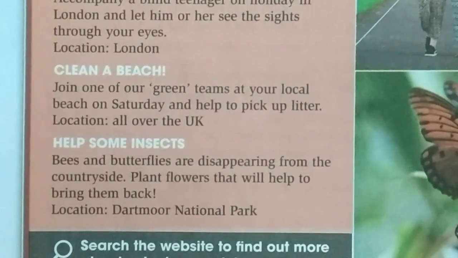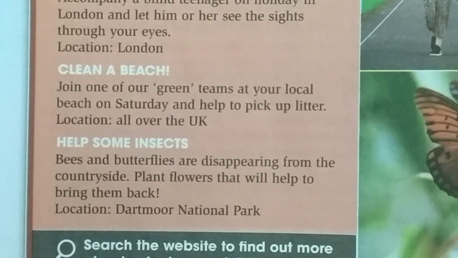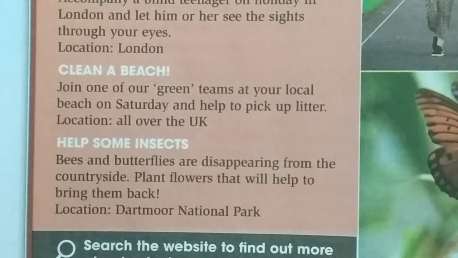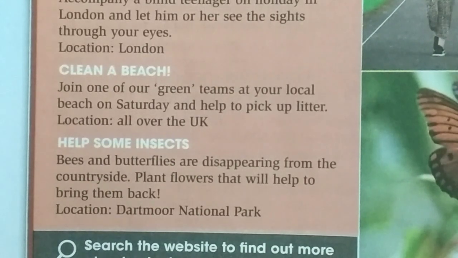Activity 3, clean a beach. Join one of our green teams at your local beach on Saturday and help to pick up litter. Location will be all over the UK, United Kingdom. And the 4th voluntary work will be help some insects. Bees and butterflies are disappearing from the countryside. Plant flowers that will help to bring them back, and the location will be the Dartmoor National Park. So here I will tell you more about voluntary work.